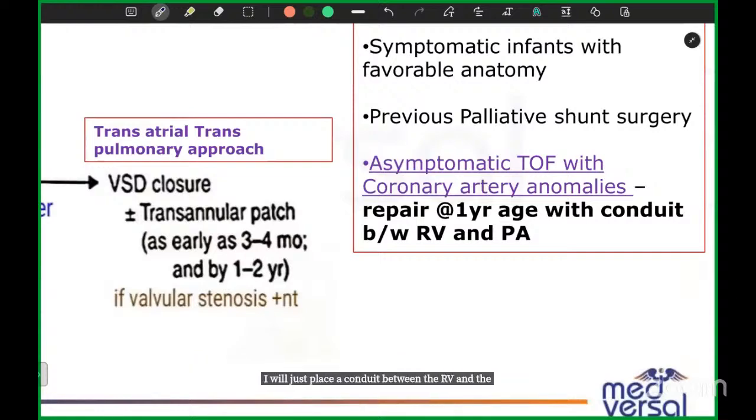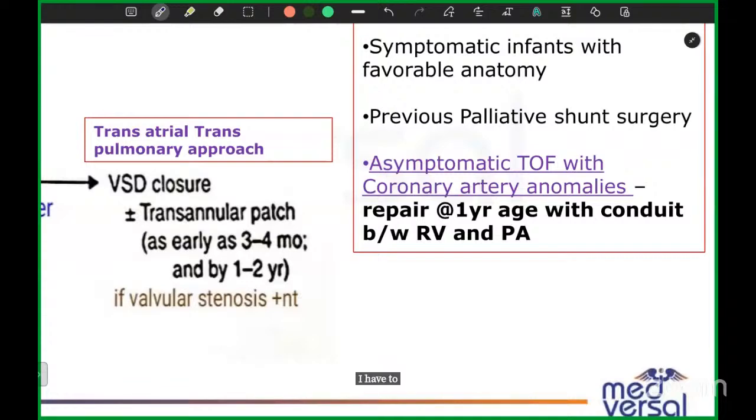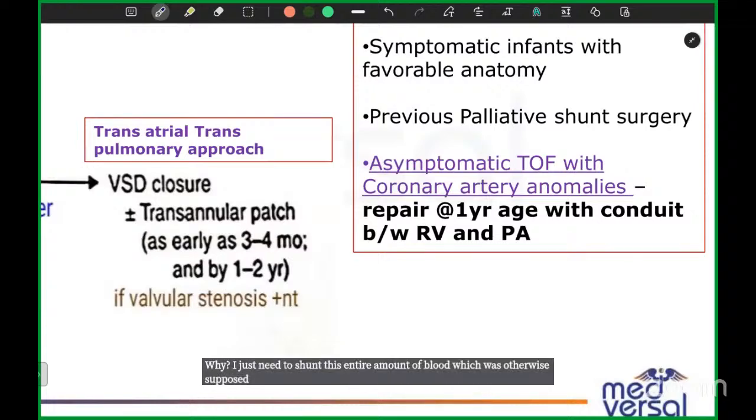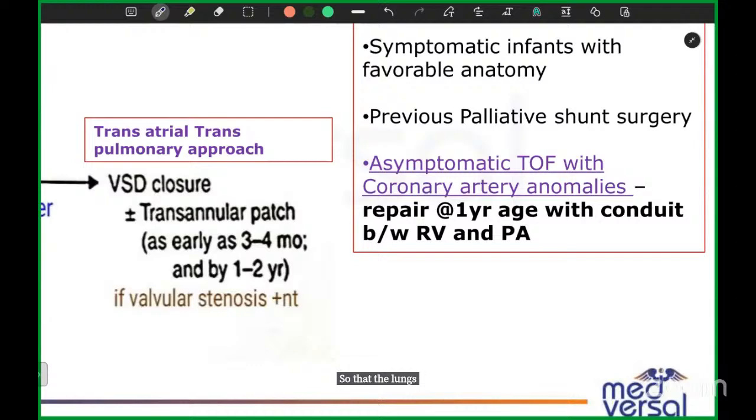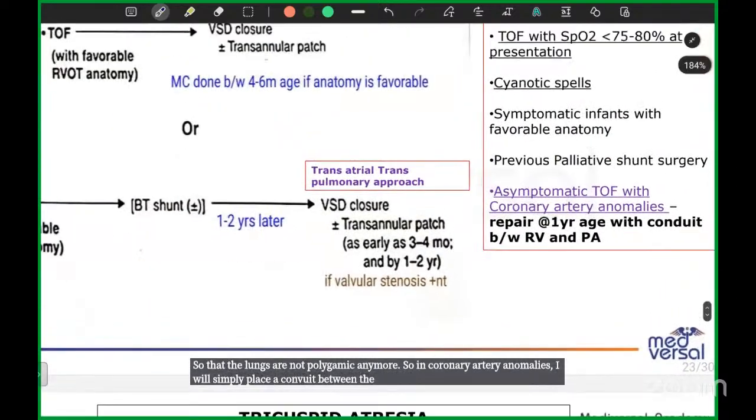See, anything that I'm doing, be it a modified BT shunt, be it a Waterston shunt, be it any shunt, I have to join something with the pulmonary artery. Why? I just need to shunt this entire amount of blood, which was otherwise supposed to go into the systemic circulation. I have to drive it to the pulmonary circulation so that the lungs are not oligemic anymore. So in coronary artery anomalies, I will simply place a conduit between the right ventricle and the pulmonary artery.